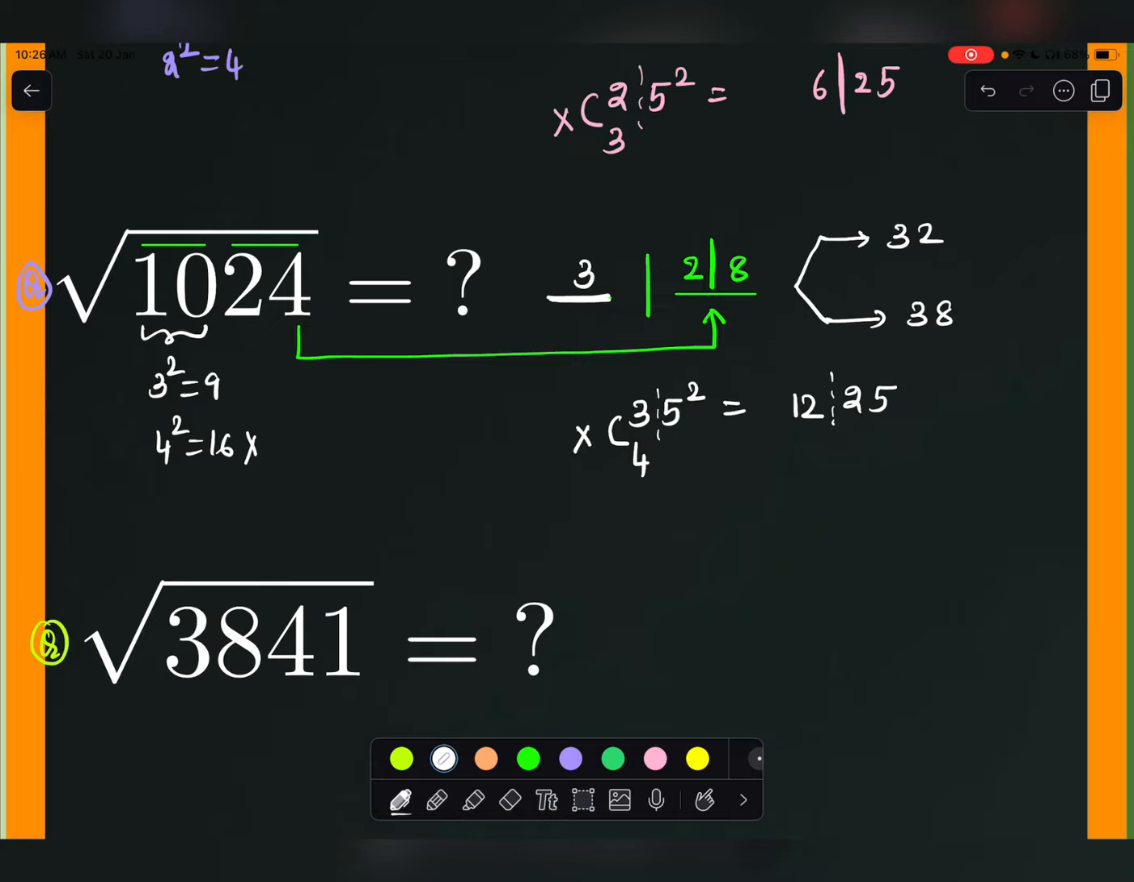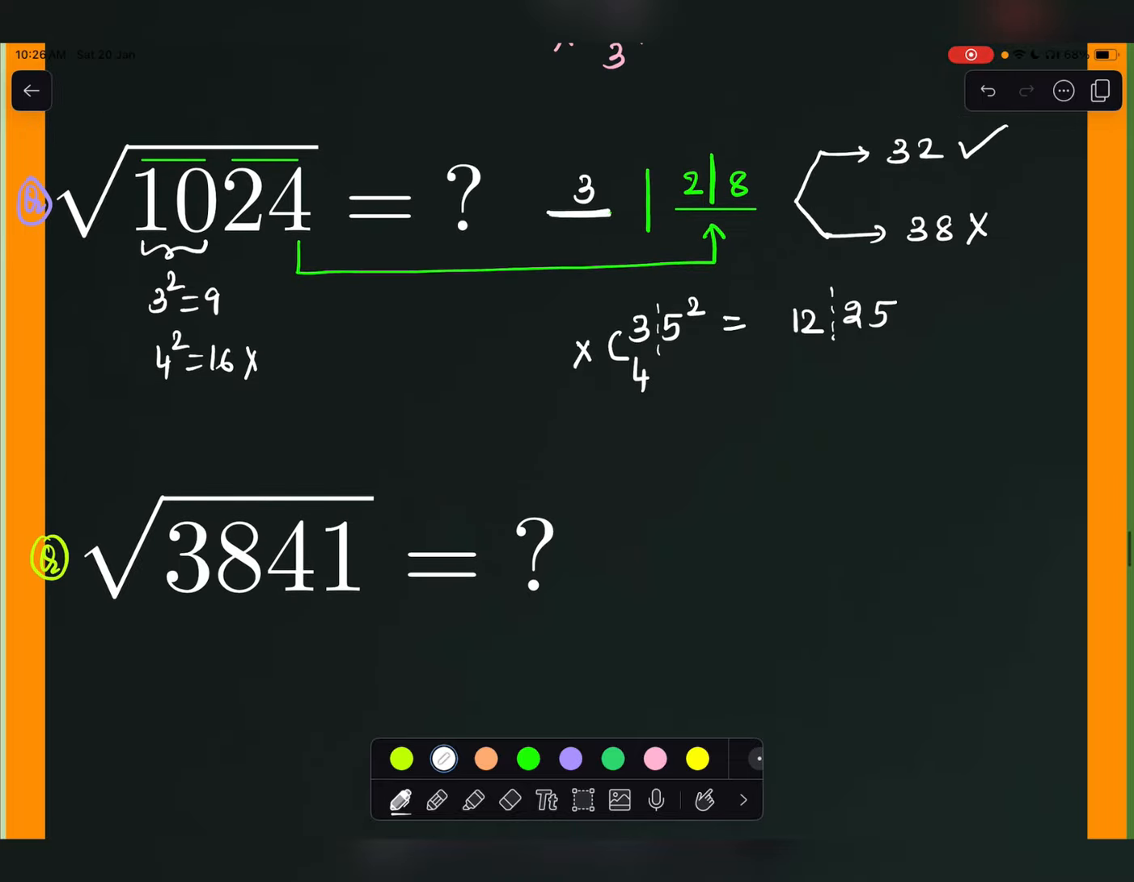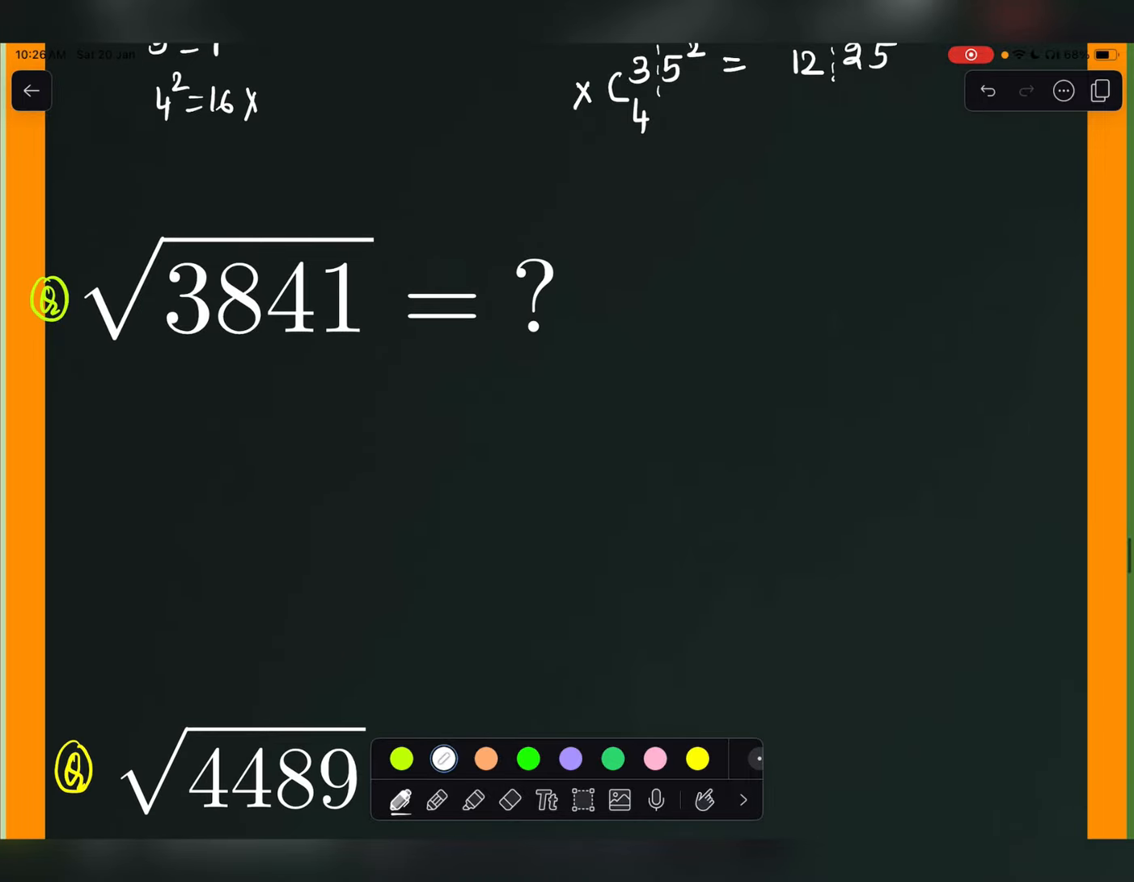But your number, the radicand value, how much? 1024, which is less than the 35 square value. Definitely your answer is less than 35, not 38, right? So your answer is 32, right? Therefore, the square root of 1024, how much? We'll get 32.